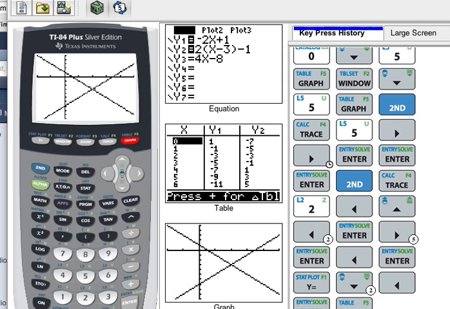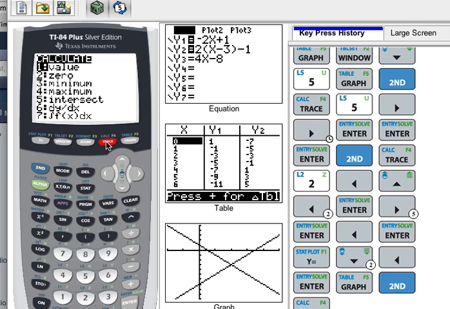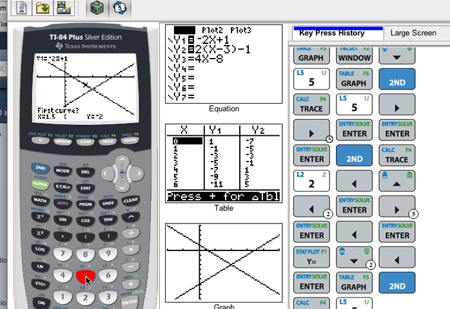And so if I wanted to find that calculation, we can let the calculator do a majority of this work for us. So you can go to second, trace, which is calculate. And then you can go down to the intersection, and it'll actually find the intersection for you. So the fifth option is intersect. It'll ask you 3 questions. First curve, second curve, and a guess.